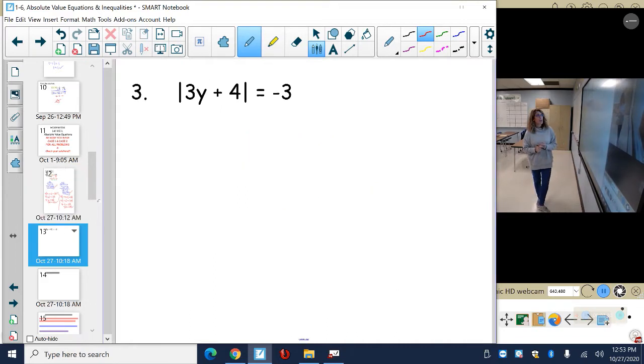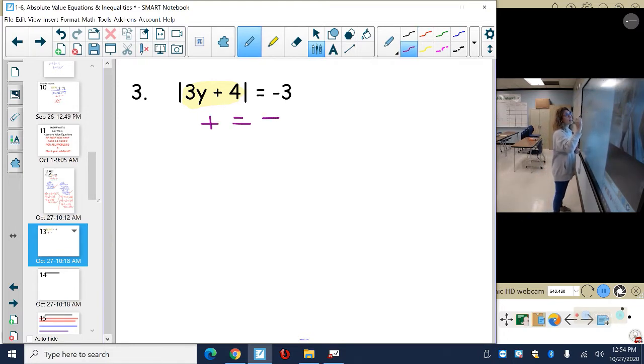Next, number 3. Absolute value of 3y plus 4 is equal to negative 3. So step 1, isolate your absolute value. I did that already, so it's already done. So step 2, we need to go ahead and check to see if it's possible. Absolute value is positive, and that's going to equal a negative number. When does a positive ever equal a negative? The answer is never. So therefore, since this is never true, there is no solution.